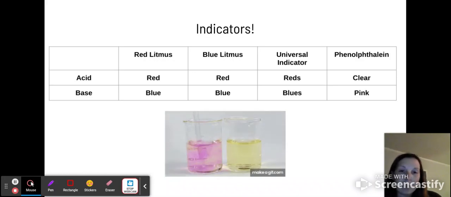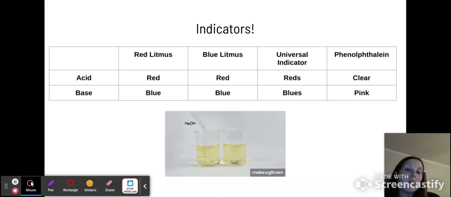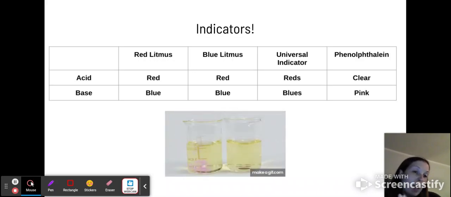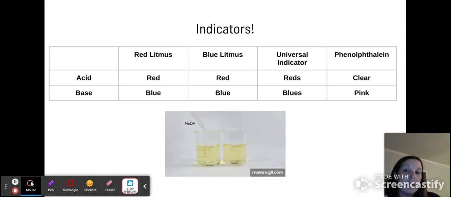So for an acid, as you can tell, the colors kind of stay on the red, pink side for the most part. So red litmus, which is a base indicator, will stay red. Blue litmus will turn red. Universal indicator is like pink, red, orange. And then phenolphthalein will stay clear. It's a clear liquid. It'll stay clear in an acid.